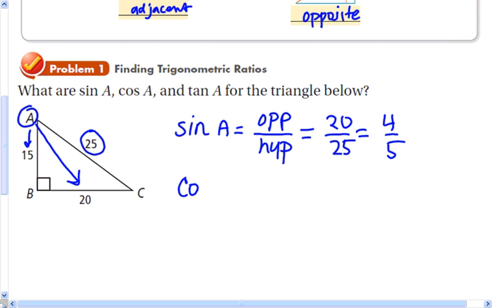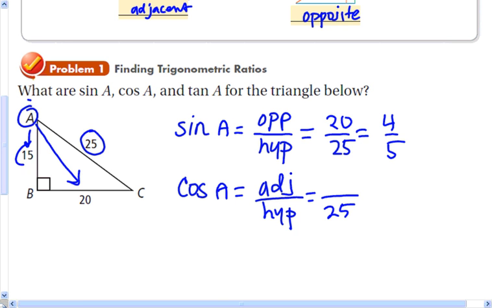Now to do the cosine of A, we want the side adjacent to A divided by the hypotenuse. So the hypotenuse is the same. The side adjacent to A, we just talked about that. That's this part right here, right next to A. The leg there. Now remember, the legs are always the opposite and the adjacent. The hypotenuse, of course, is the longest side.